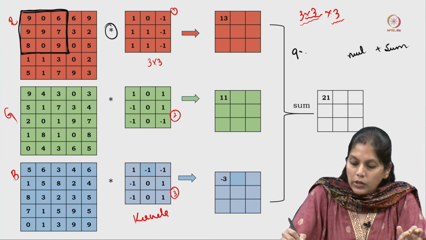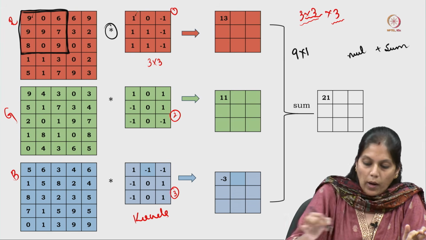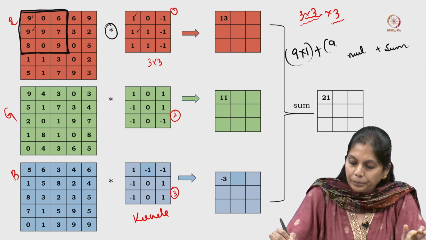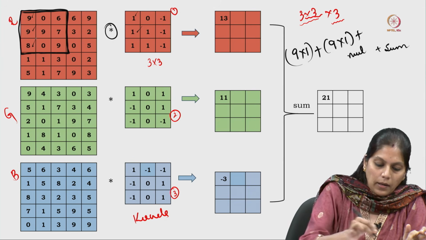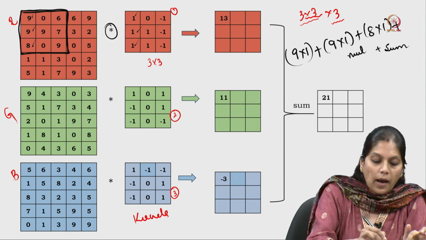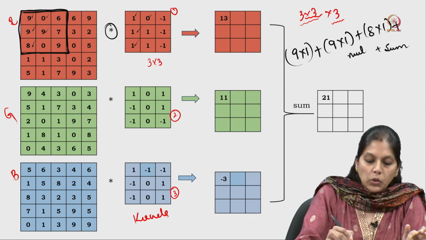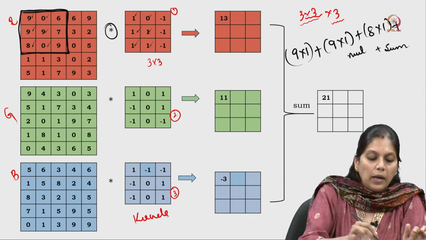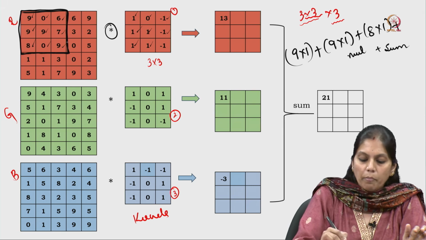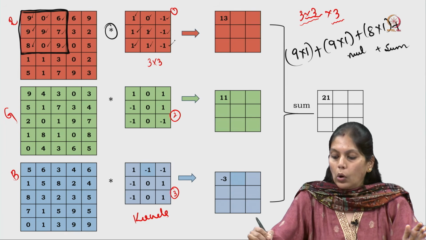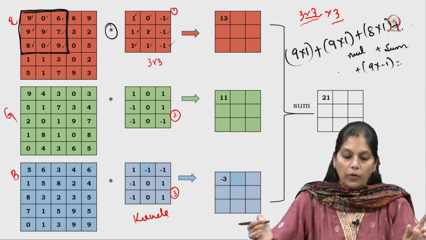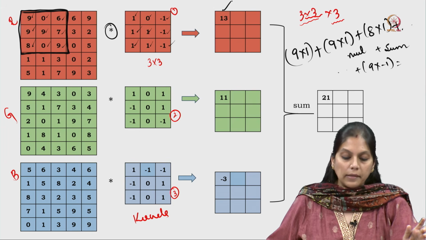I am just showing it for one example, the same is applied throughout. So, it is 9 into 1, plus we have the second element 9 into 1. Then we have a third element 8 into 1 because it is element wise multiplication. Then we have 0 into 0, 9 into 1, 0 into 1. Similarly we have 6 into minus 1, 7 into minus 1, 9 into minus 1. So, once we take all of these, we will do the summation of it. The summation result we got is 13.